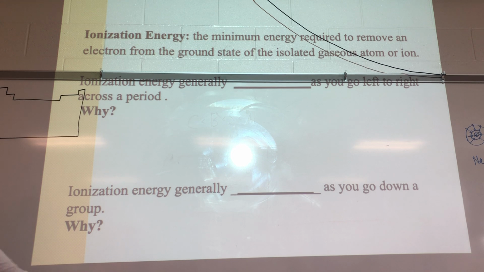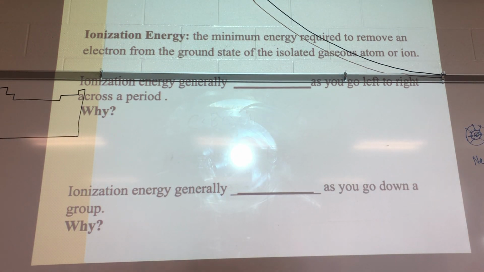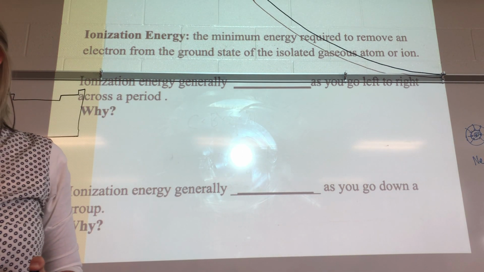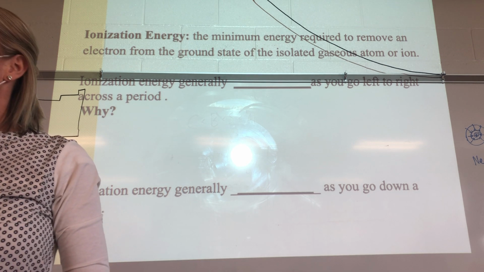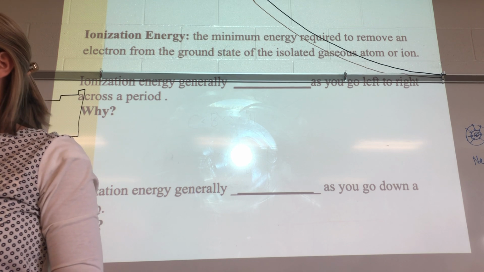Ionization energy, by definition, is the minimum energy required to remove an electron from the ground state of an atom. So it's very similar to what we were talking about with photoelectron spectroscopy of removing their electrons. Ionization energy is the energy value. The way I think of it is, how much do I have to pay this atom to get an electron? Okay, the more I pay, the harder it is to obviously get that electron off.